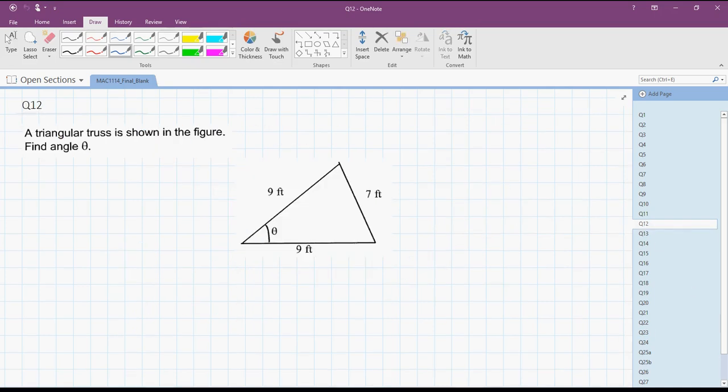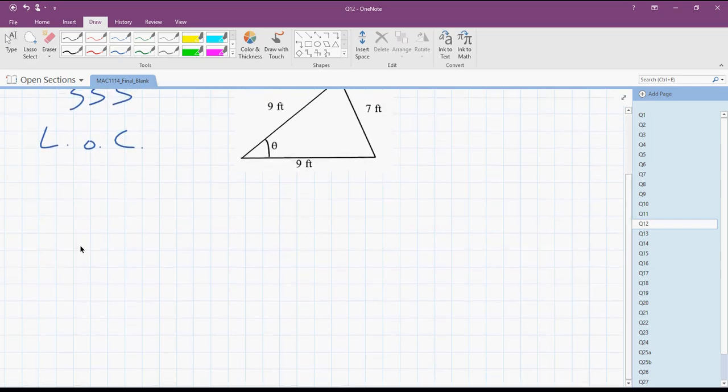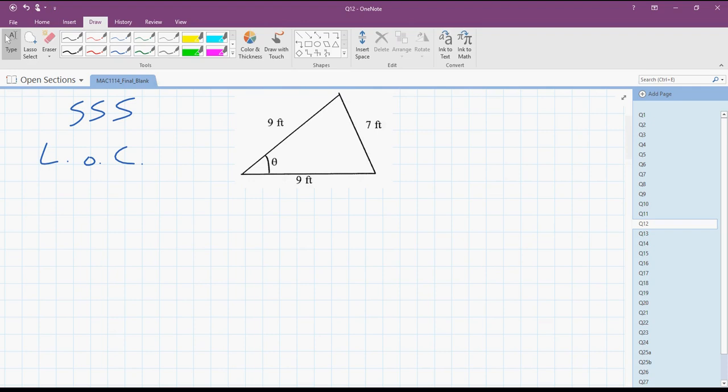Question number 12. So again, back to an angle. So everything we're doing in this is all based on side, sine. So again, it's that law of cosines. So, what is our equation going to look like? What is our law of cosines going to look like?